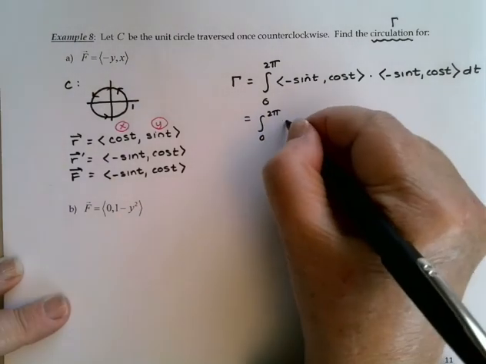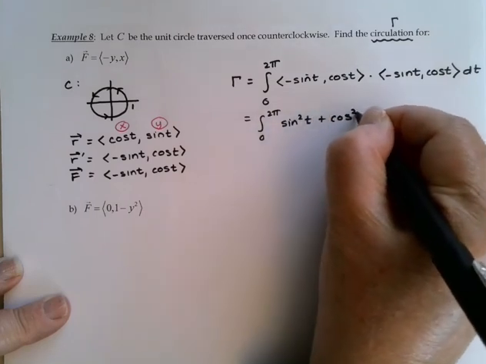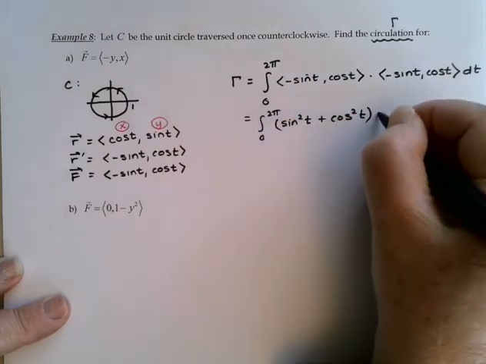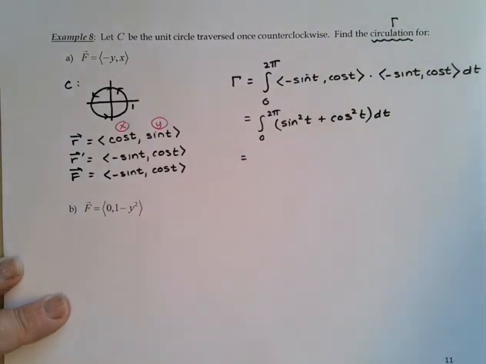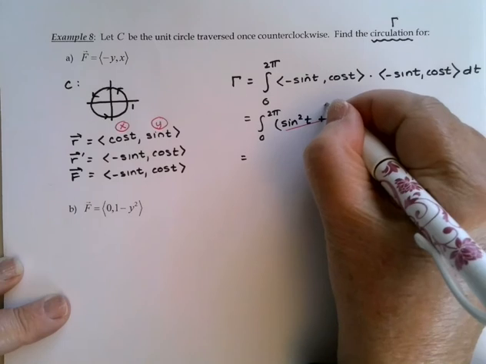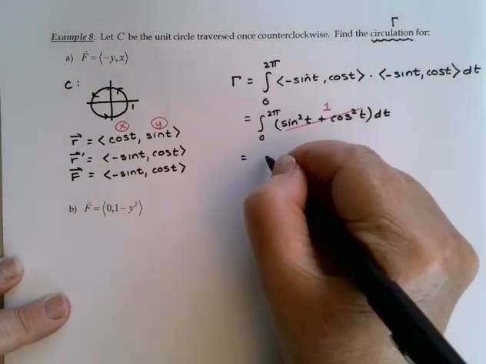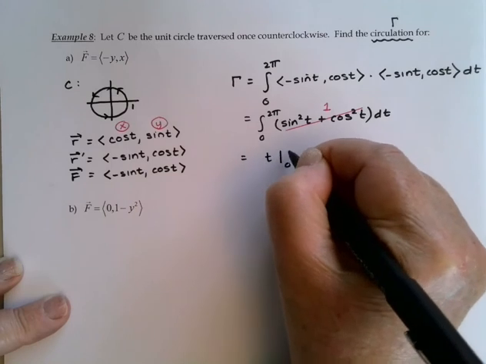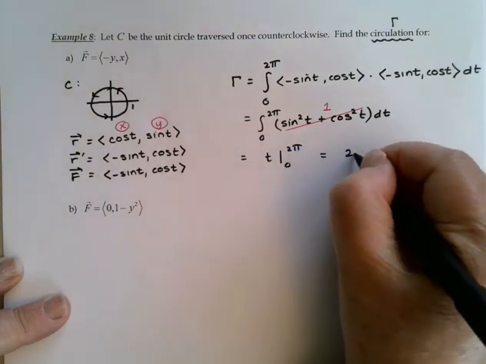Taking the dot product gives me sine squared t plus cosine squared t, or just 1. And if I integrate 1 dt, I get t, evaluated from 0 to 2 pi, which is just going to give me 2 pi.